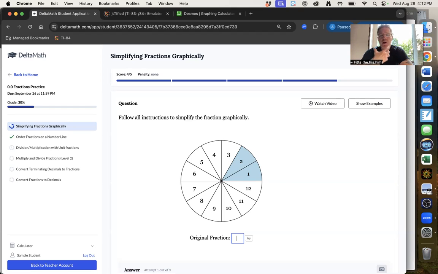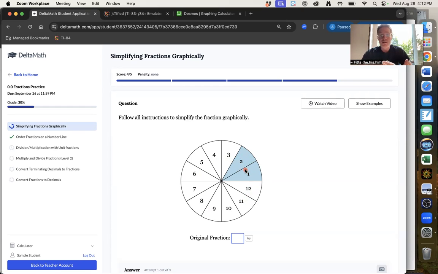So fractions, I like to look at them graphically, and this is a Delta Math question. You're going to see these on Delta Math. For those of you not familiar with Delta Math, you will get very familiar with it this year. What we're going to look at here is the shaded area. Think of it as a pizza sliced into 12 slices, and two of them are shaded. So this would be a fraction of 2/12, which we could simplify, and I'm going to talk more about simplification in a minute, to 1/6. So this is a nice way to think about fractions, looking at them graphically.